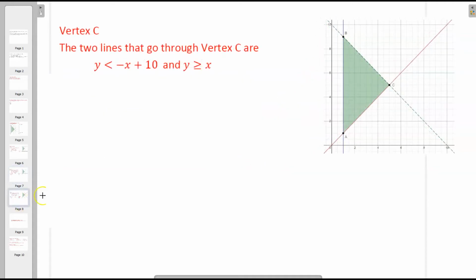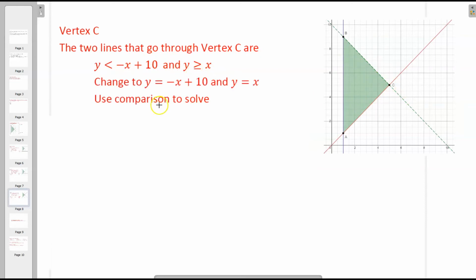Looking at vertex C, similar situation. We've got the intersection of the dotted line, so y less than or equal to negative x plus 10, and y greater than or equal to x. I'm going to use the comparison method in this case to solve. So we're taking the negative x plus 10 and the y equals x, putting them equal to each other, solving for x. So we end up with x equals 5, and we can substitute that back into this equation that says if x equals 5, then y is 5. So we come up with a vertex of 5, 5.